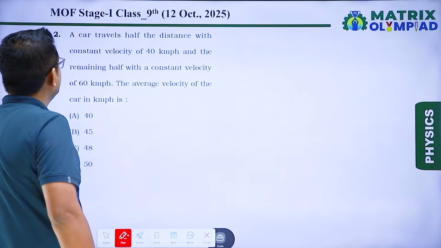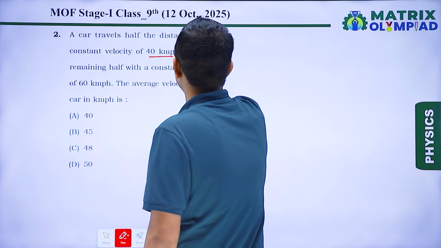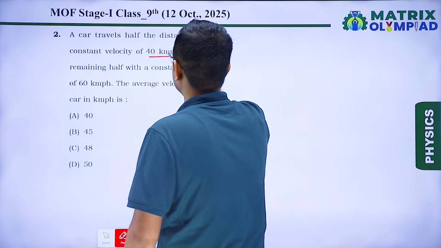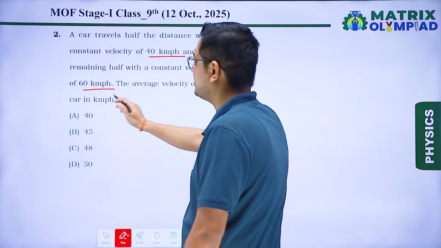Next question. A car travels half the distance with constant velocity of 40 km per hour and remaining half with the constant velocity of 60 km per hour. The average velocity of car in kilometer per hour is.